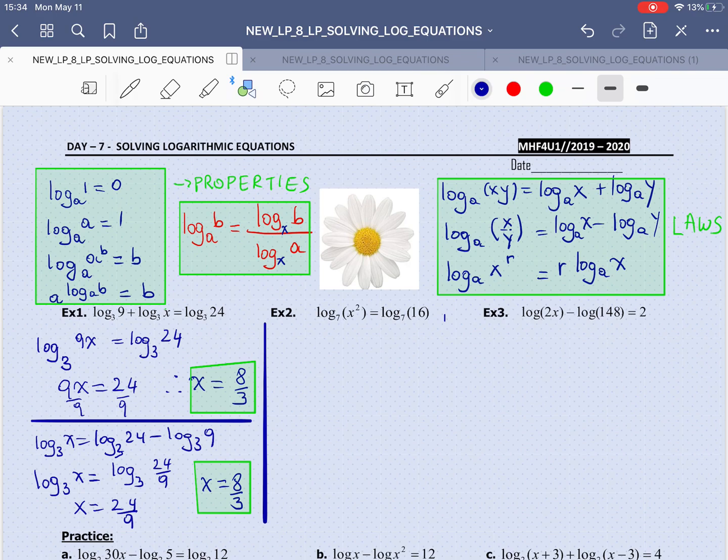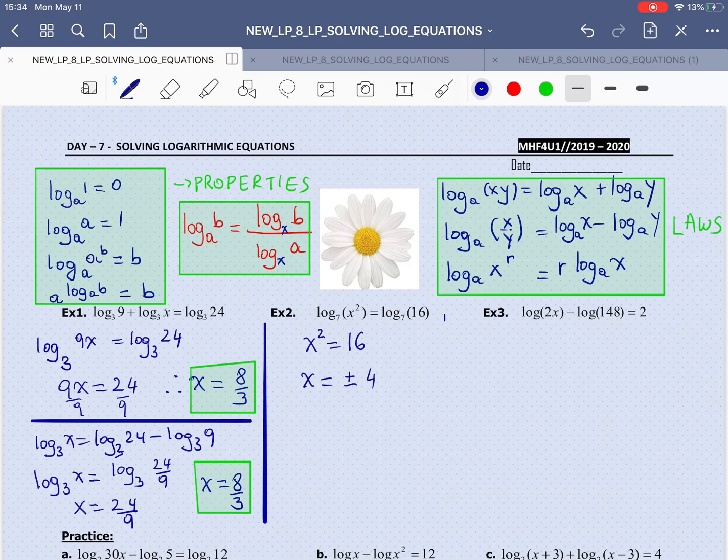Alright, so we'll move on to the next example. Example 2. In example number 2, we have log base 7 of x squared equals log base 7 of 16. Remember we said that we need to look at two things, so the bases are equal. So we have a single log on each side, so we don't need to do any combining of the log terms. So we can jump ahead and write down that x squared equals 16. So x then must be equal to plus or minus 4.